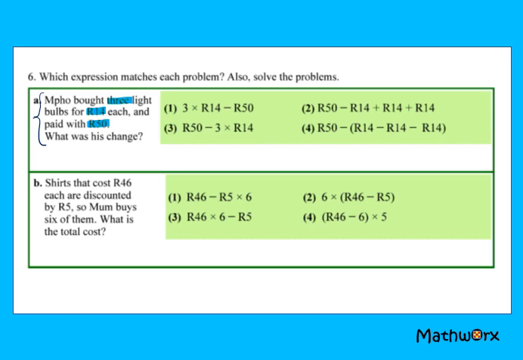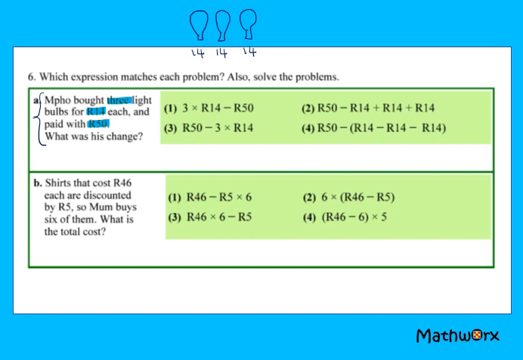Okay, so Mpo bought 3 light bulbs. So at the top of my page, let's draw my light bulbs. We've got 1, we've got 2, and then we've got 3. And each light bulb he paid 14 Rand, right? 14 for each light bulb. And altogether he paid 50 Rand.